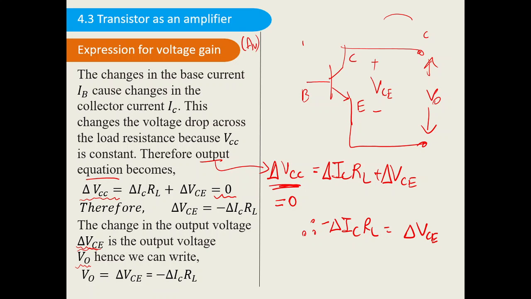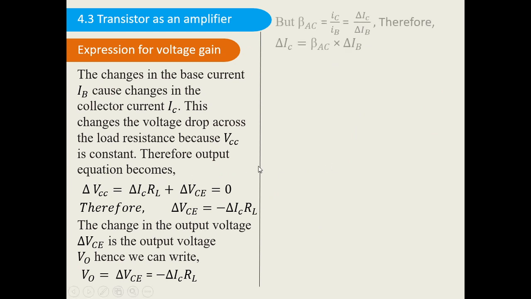But we know the current amplification factor called beta. If you remember the beta equation, beta AC is the changes in the collector current divided by the changes in the base current. You have studied beta DC. Since it was direct current, I can write IC divided by IB, where capital IC represents the DC collector current and capital IB represents the DC base current.